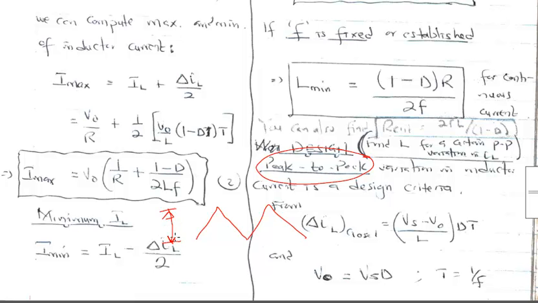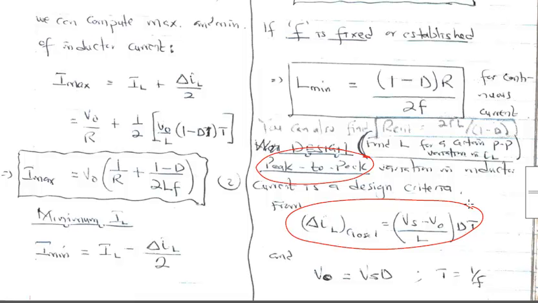You want to keep this variation, which is basically the change in inductor current, change in IL, to a certain level. We have the expression, let's go ahead and erase that. We have the expression for the change in inductor current for the two scenarios, when the switch is closed and when the switch is open. Let's take a look at one of them, which is here, for when the switch is closed.